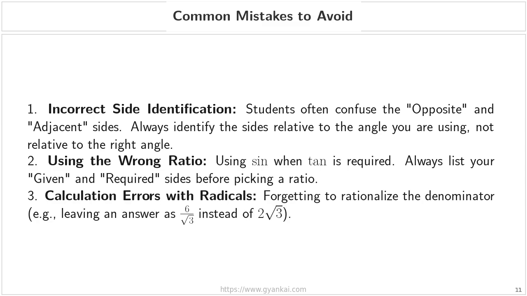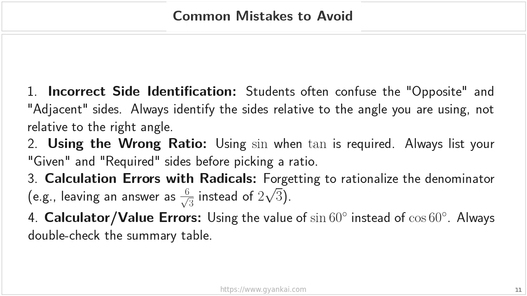Third, watch out for calculation errors involving radicals. Sometimes, students finish a problem but leave the answer in a messy form, such as 6 over the square root of 3. In mathematics, we prefer a clean, rationalized denominator, so make sure you convert that to 2 root 3.